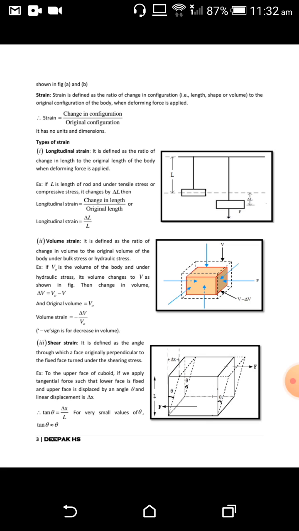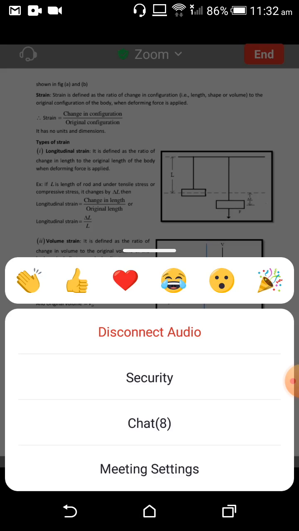A maximum of 5 minutes will be given. Maximum by 10:45 your paper should be sent to the email ID. If you send later, your papers will not be corrected. Okay, anything else to be asked? Any doubts?